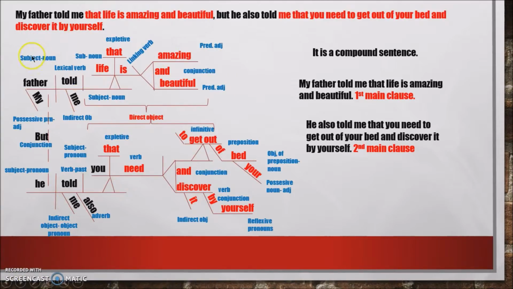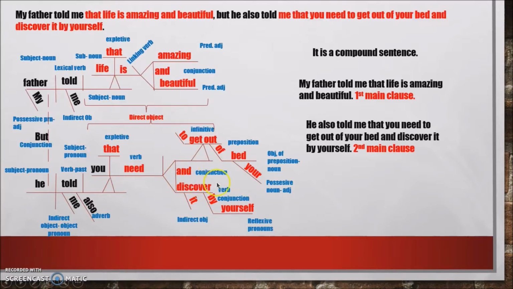This first one from here is our first main clause, and our other main clause is he also told me that you need to get out of your bed and discover it by yourself. He is the subject pronoun. Told is the main verb, the lexical verb in past tense. We have again a direct object in red. You is a noun, the subject of the direct object also. That, the expletive, and the main verb of the direct object, which is need. And then we have an infinitive phrase to get out, acting as a direct object of the direct object, of a preposition, bed, object of the preposition, and your, the possessive noun and adjective. Of your bed is a prepositional phrase. It is joined to discover it by yourself by the conjunction and.